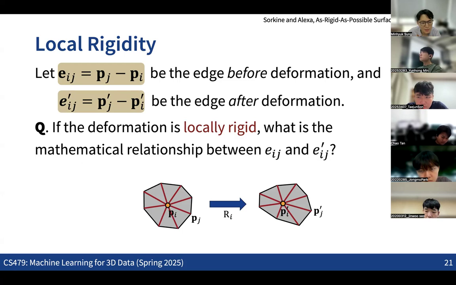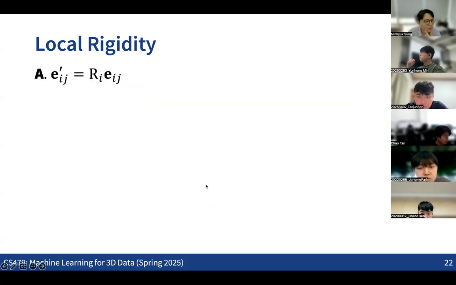As I said, we are representing the transformation for all the neighborhood vertices as a single rotation matrix, right? So the answer is simply that when you apply the rotation matrix Ri to the vector eij, that should return e prime ij, the edge for the deformed mesh, right?